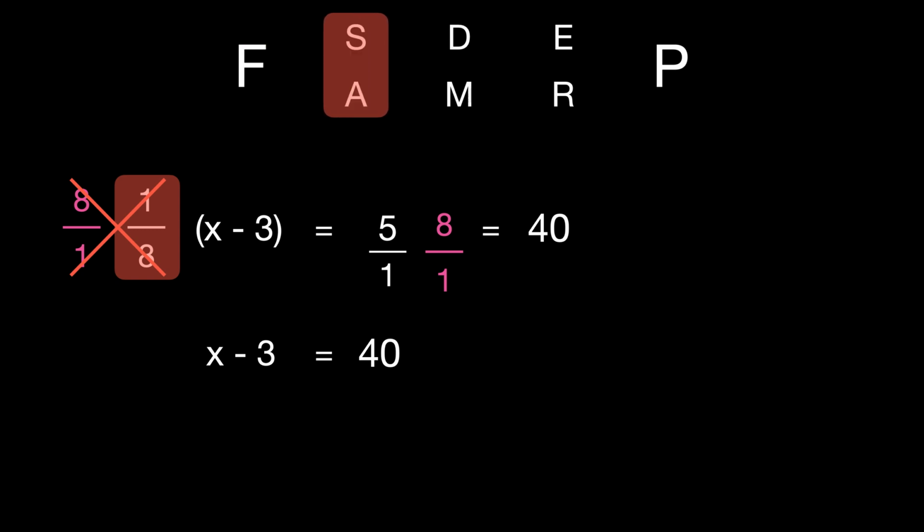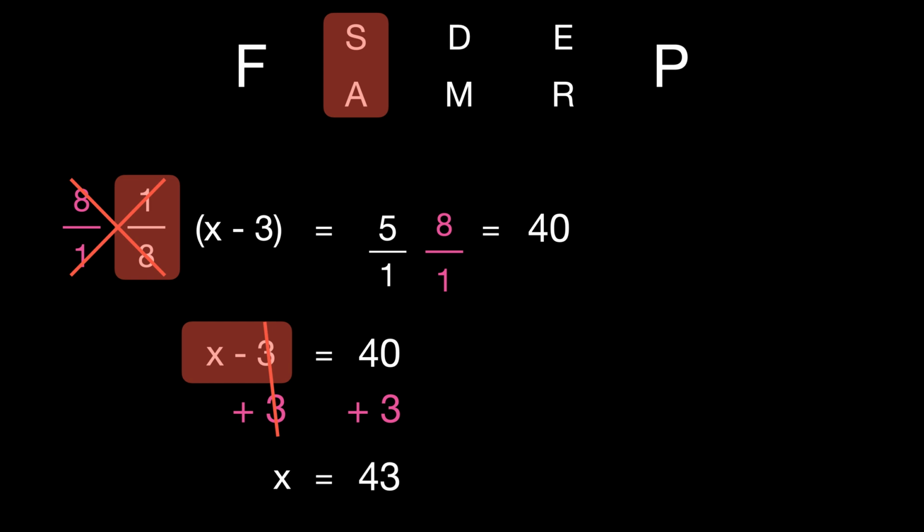Move on to subtraction or addition. We see some subtraction right there, so let's cancel that out by adding 3. That cancels out the 3s. Now we have x equals 40 plus 3, which is 43.